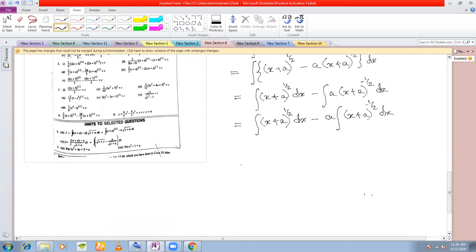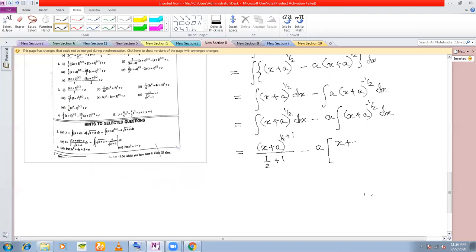So what should be the integration of this? Amit, tell me what should be the integration of this? Sir, it will be... Use the x to the power of n formula. x plus a to the power of half plus 1, so it will be 3 by 2, divided by 3 by 2, and this will be minus a, divided by the derivative of x plus a, which is 1. So we don't need to write that.